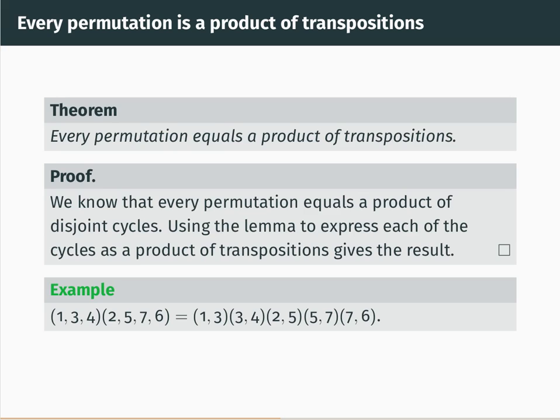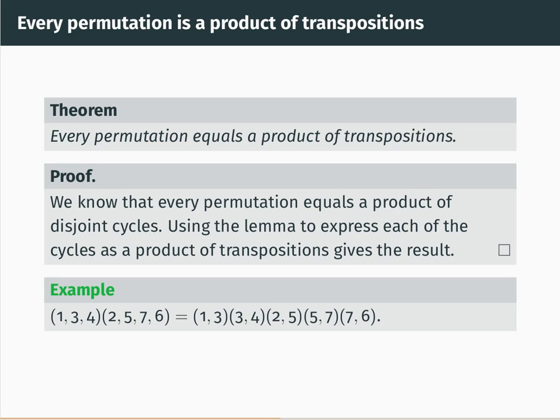What this result allows us to do is to prove a more general theorem saying that every permutation is equal to a product of transpositions. We saw on the previous slide how to express a given cycle as a product of transpositions, but what we know is that every permutation can be written as a product of disjoint cycles. That was the theorem from the previous video. So if we start with a permutation, express it as a product of disjoint cycles, and then use the lemma we just proved to express each of those disjoint cycles as a product of transpositions, then we've expressed our original permutation as a product of transpositions.